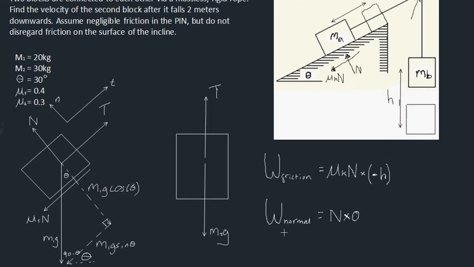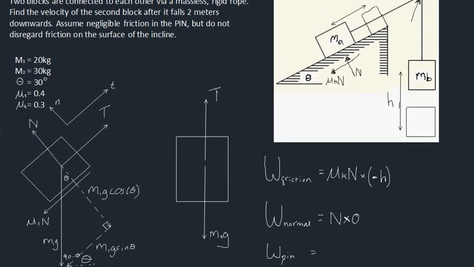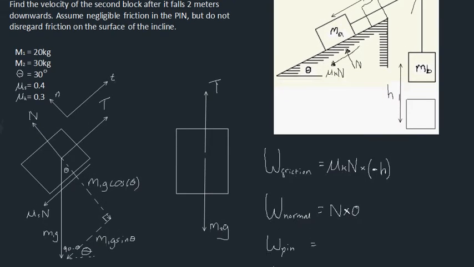All right, what about our work done by our pin? Well, it's going to be whatever our reactionary force is multiplied by the displacement that the rope is having under the action of that force. But because the pin is staying where it is, and because the rope is also staying where it is, that means you're going to have whatever the force is multiplied by 0, which is 0.